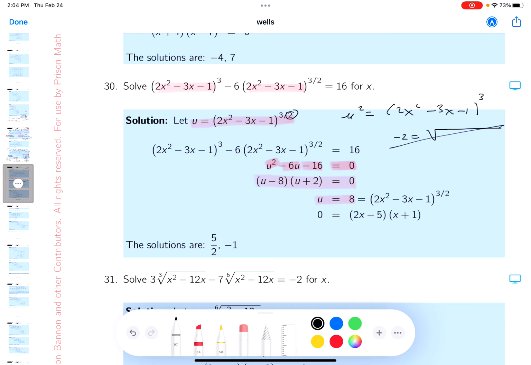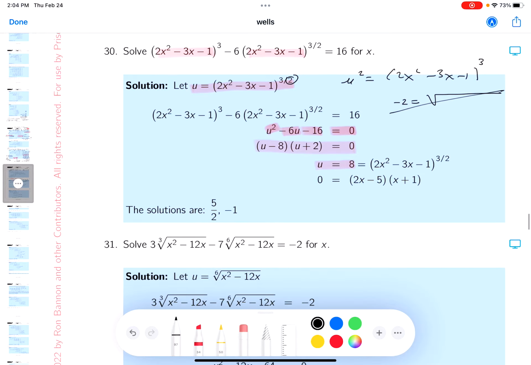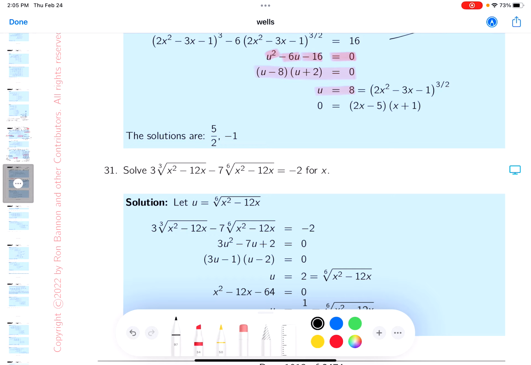Then what do I do? Not written down for you, but we're hoping you can do it by now. I would square both sides. You get 64. And then you get 2x squared minus 3x minus 1 cubed. I would then take the cube root of both sides. This is 4. And you get 2x squared minus 3x minus 1. And I got something pretty simple to solve now.